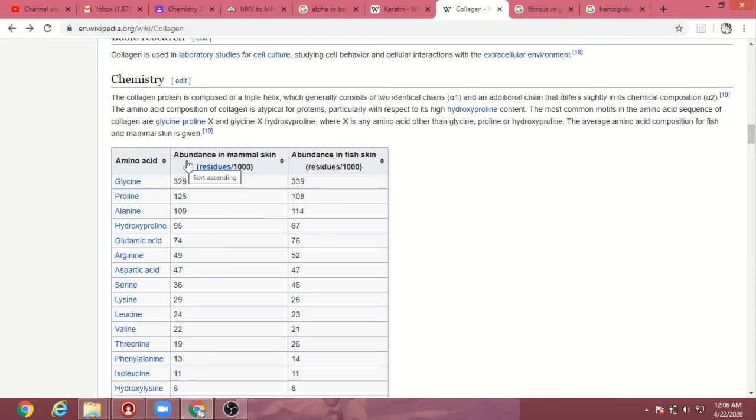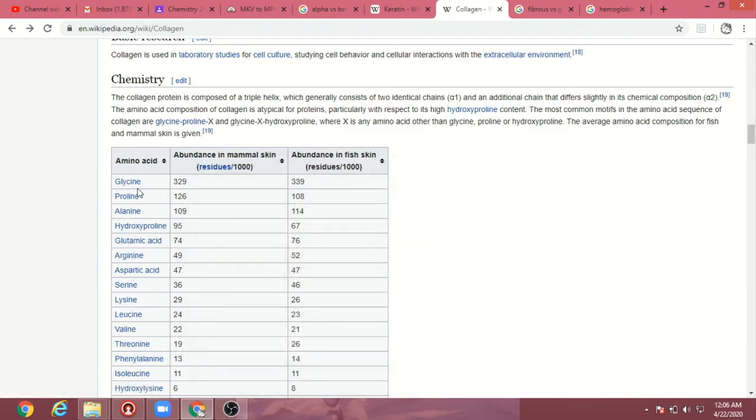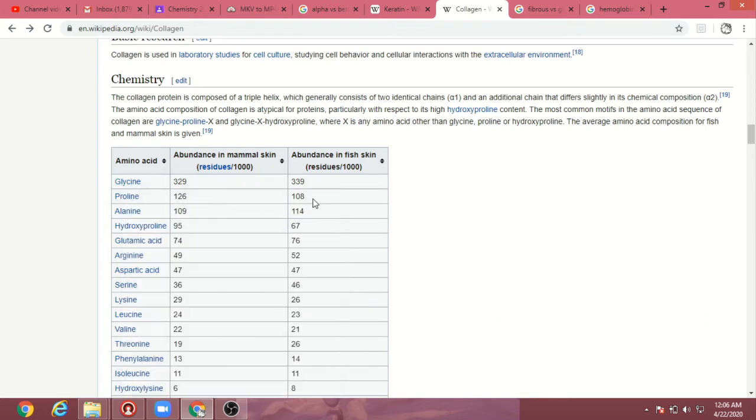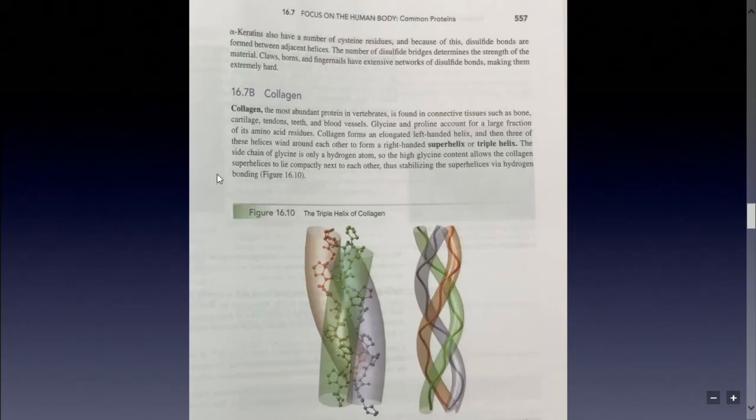So that's why if you look at the abundance of amino acid residues in mammal skin or fish skin, glycine and proline, they're at the top. Out of 1,000 residues, you got over 300 glycines. Proline's also at the top there. Same with alanine, and then of course hydroxyproline. And here's all of the amino acids that are in there. This is not something I'm needing you to memorize, but the point is you see glycine and proline a lot. Here you go. You see that even the book says that glycine and proline account for a large fraction of its amino acid residues.